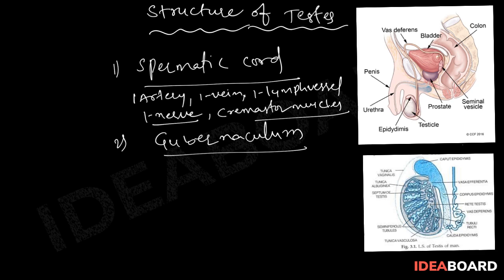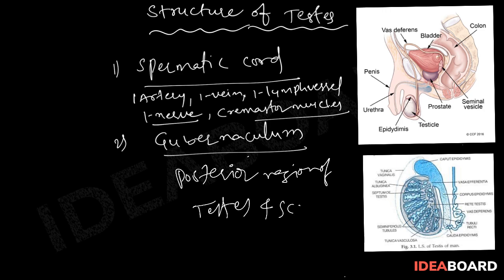Next, the posterior surface of the testis is attached to the scrotum with a connective tissue part. The connective tissue part is made up of a ligamentous elastic cord. It is called the gubernaculum. The gubernaculum attaches to the posterior region of the testis and scrotum. The spermatic cord and gubernaculum are useful to keep the testis in its position.